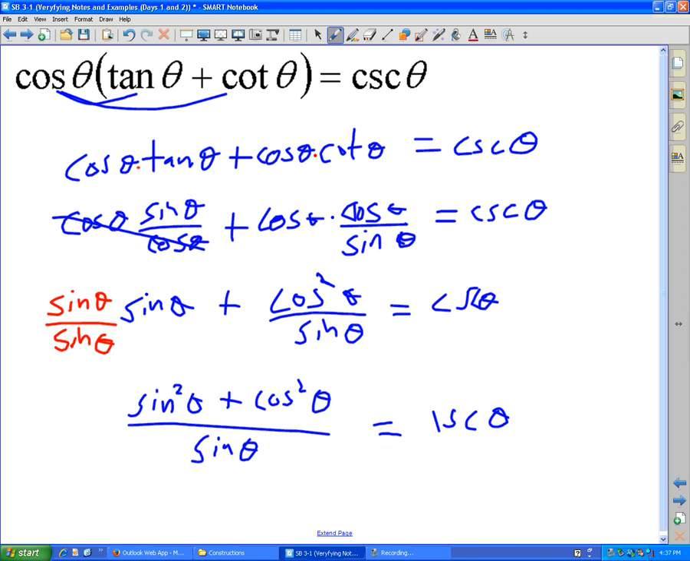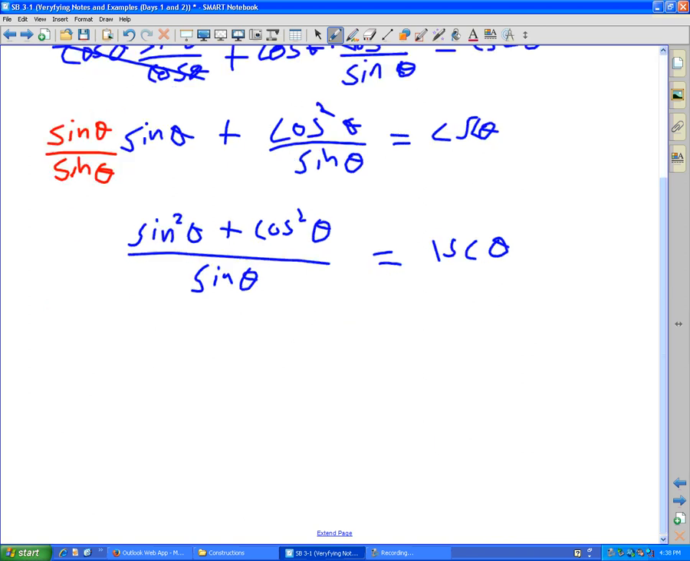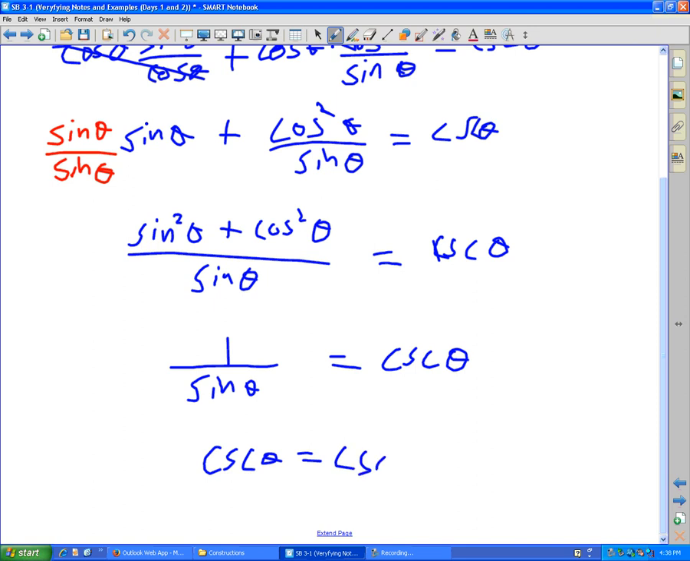Well, this is where our Pythagorean identities come in very, very handy. Sine squared plus cosine squared, right here, cosine squared plus sine squared, is equal to 1. So we're just going to substitute 1 in for sine squared plus cosine squared. But wait a second. What is 1 over sine squared? Well, that's just a reciprocal identity. Reciprocal of 1 over sine squared is cosecant. That's the definition of what cosecant is, the reciprocal of sine. All right, very nice. We're done with this verification.